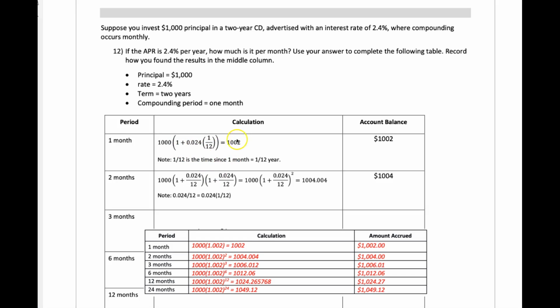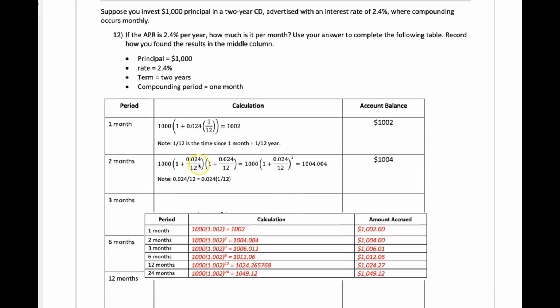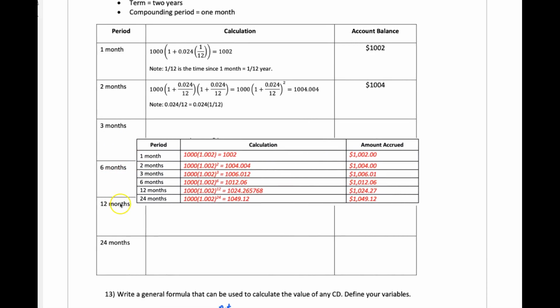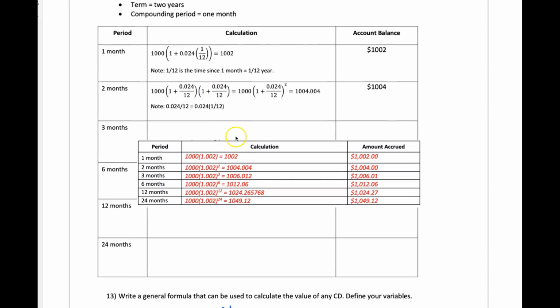And so what happens is you do that for 1 month. And then for 2 months, notice we're doing the same thing, dividing by 12, but you're multiplying it with itself again. So you can see we follow that pattern. If you continue with 3 months, 6 months, 12 months, 24 months, you can see what ends up happening in our pattern here. You end up squaring this value, which is 1.002 when you calculate this.